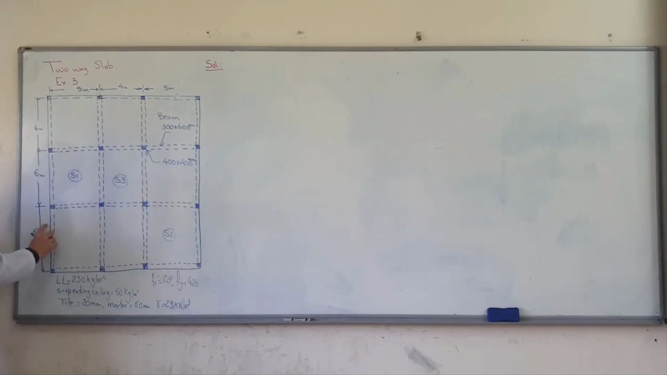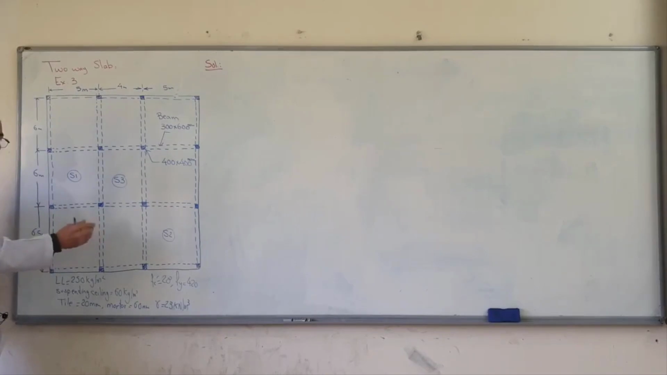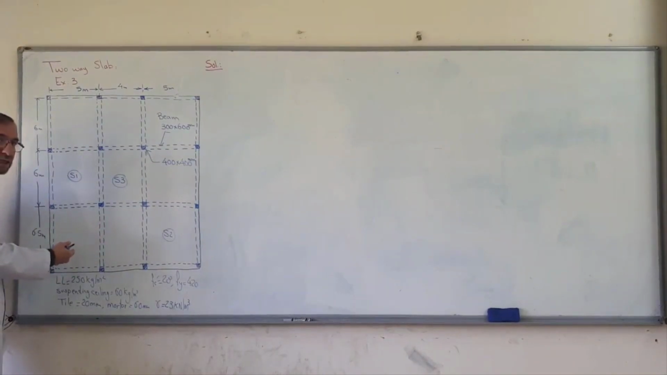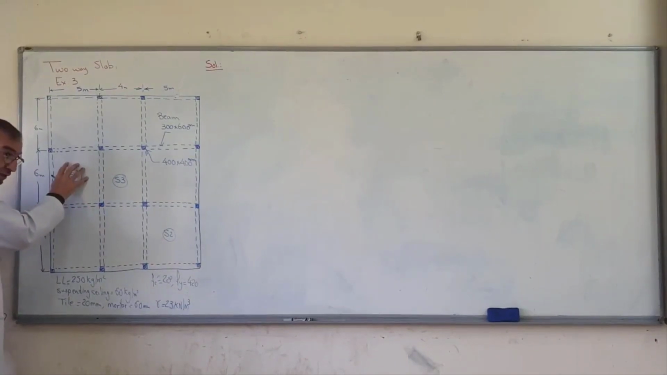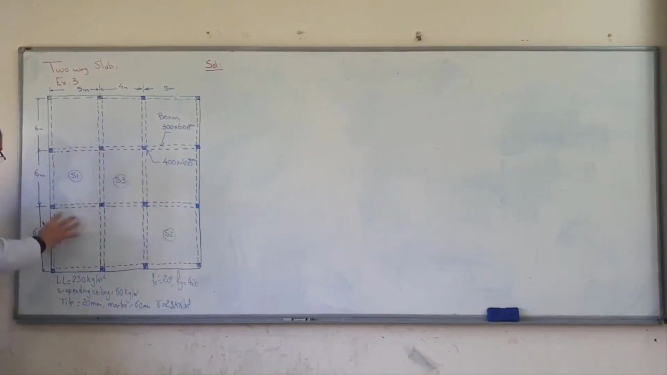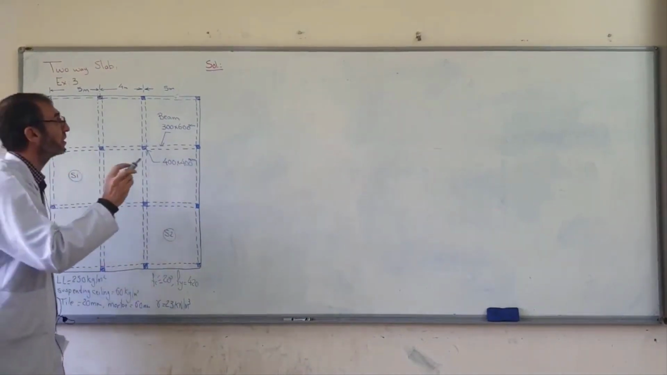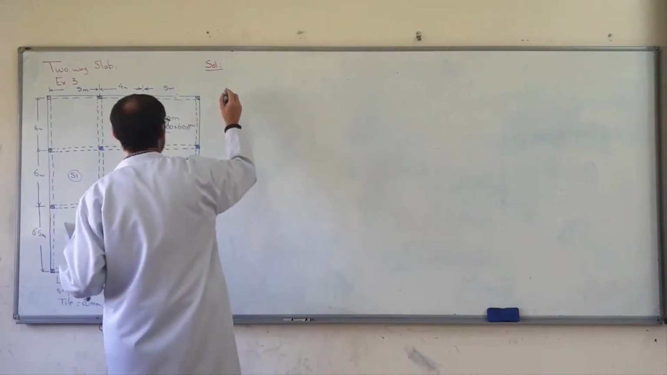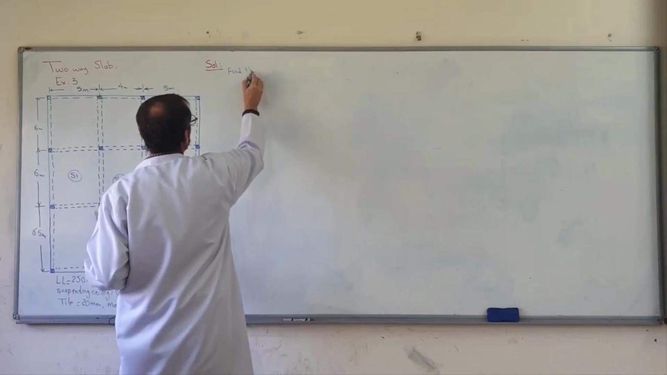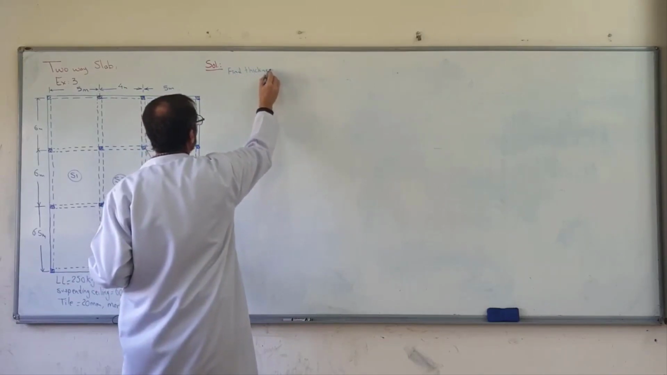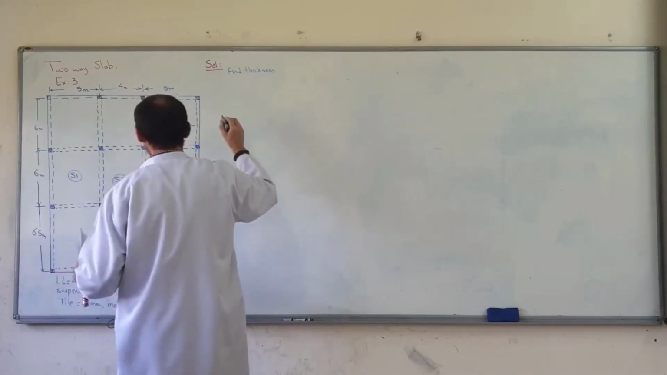5 times 6.5. Therefore, the thickness must be constant for all slabs. I go to the critical slab and design for this, while the thickness is the same for all. I go to the critical section, then to find the thickness, I go to this slab.